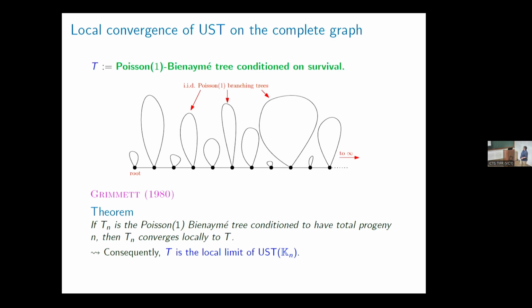The result which we want to use is that if I take the Poisson 1 branching tree conditioned to have total progeny n, then if n tends to infinity, it converges locally. And it's a statement only about local convergence. It will converge locally to this tree which you see here, the branching tree conditioned on survival.